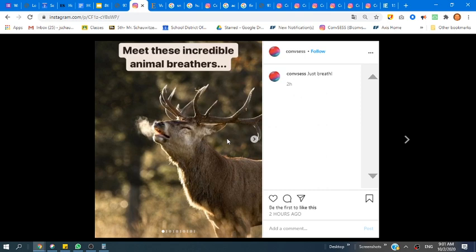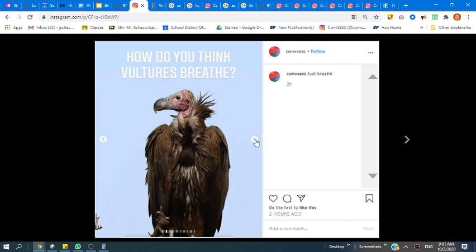Okay, that's a pretty common fact, right? They are living things, but how do they breathe air? Let's just talk a little bit about that. So let's meet some animal breathers. First, we have what looks like a caribou. This one is a vulture, which I'm sure you've seen here in Costa Rica, right? The question on the screen says, "How do you think vultures breathe?"